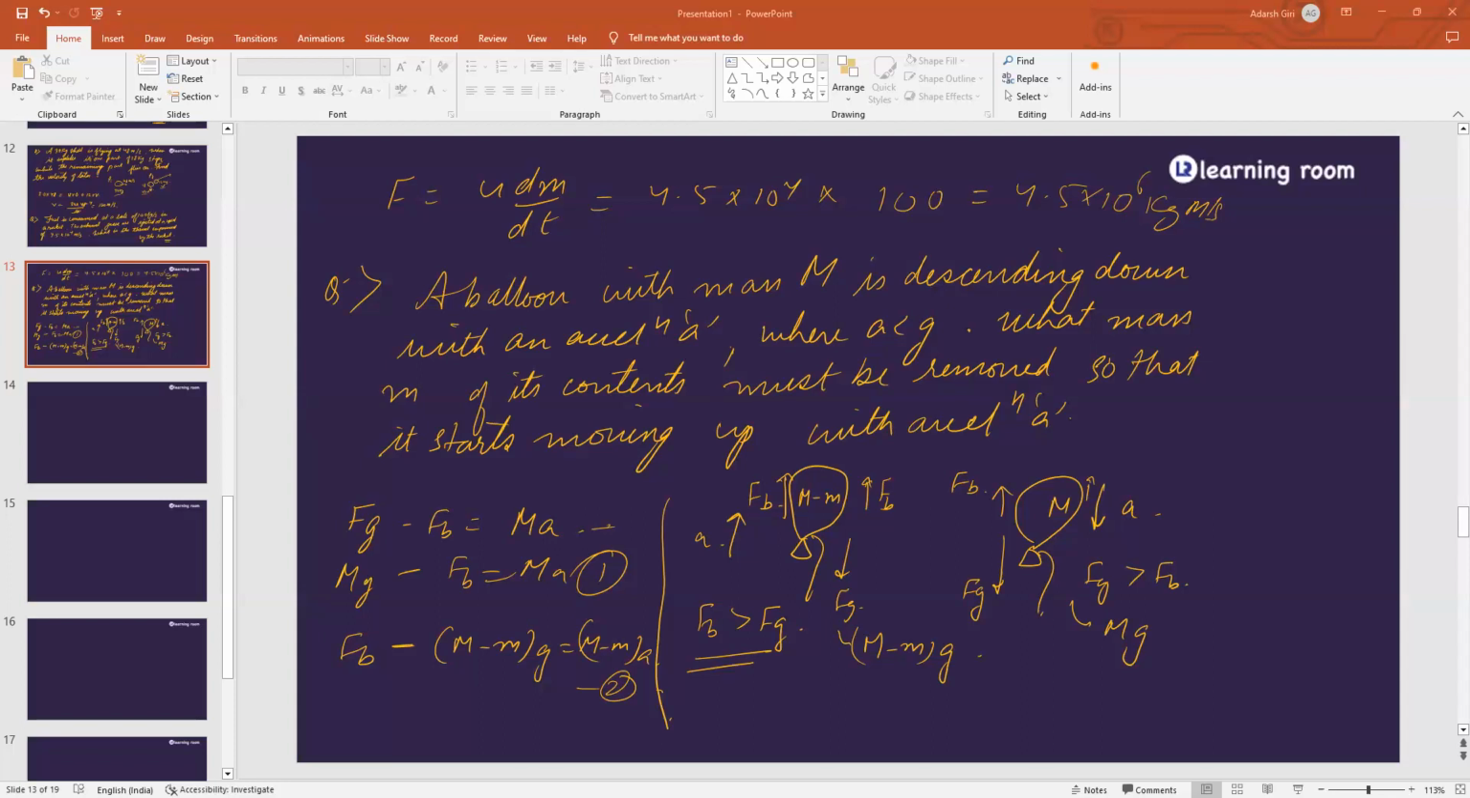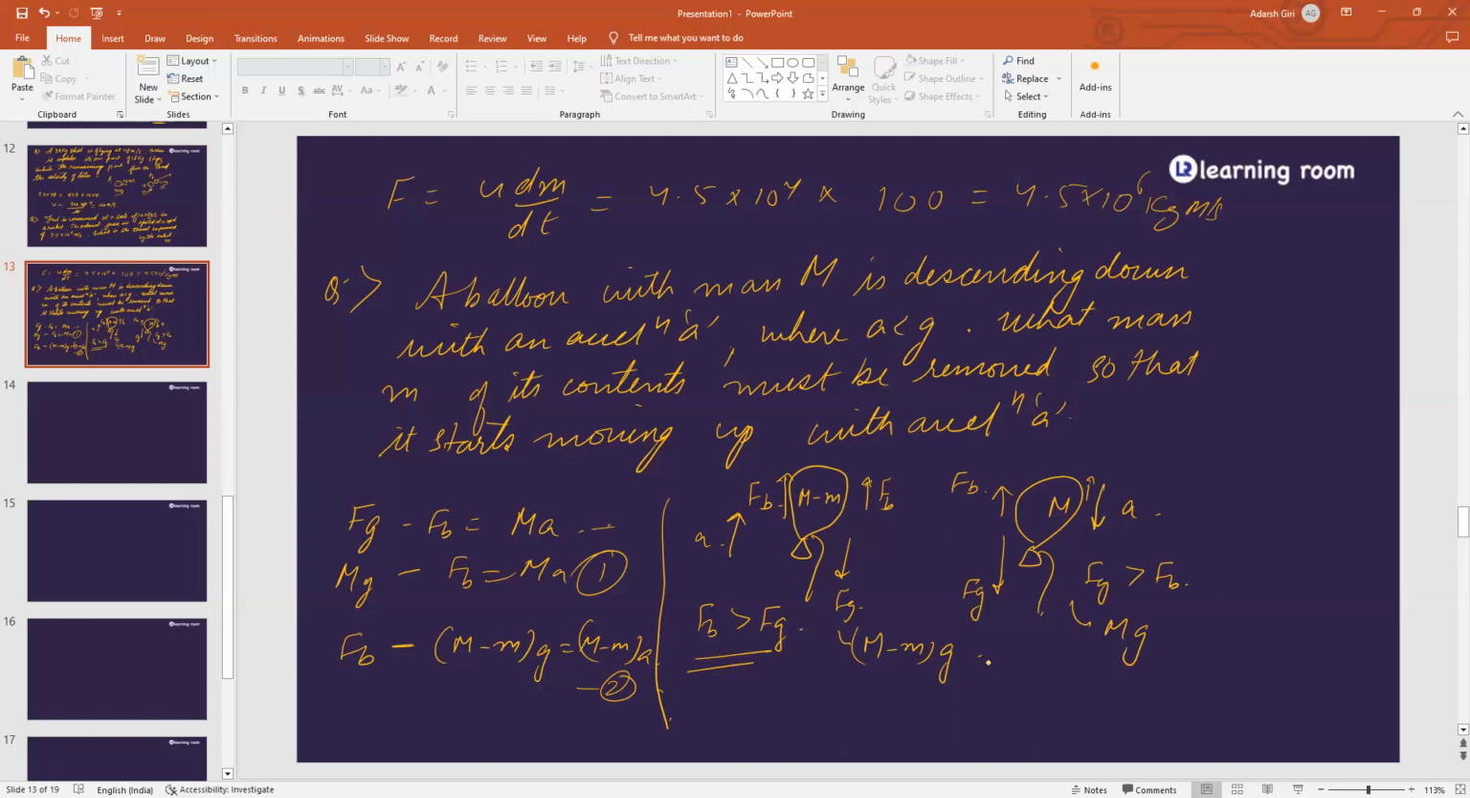So we should find the mass only, right? The mass that has been removed there. It's 2Ma by (a plus g). Mass is 2 capital M A by (A plus G).